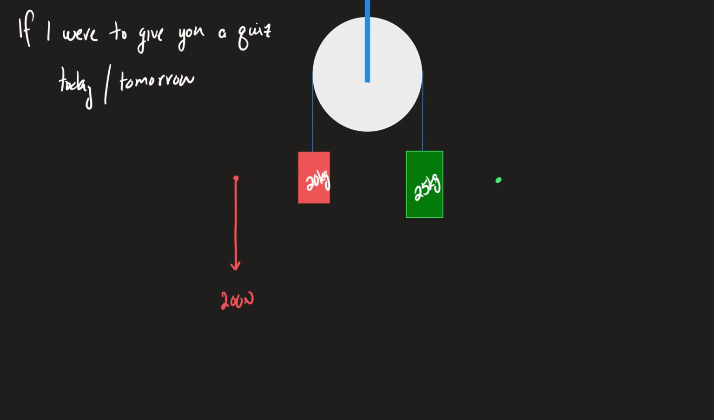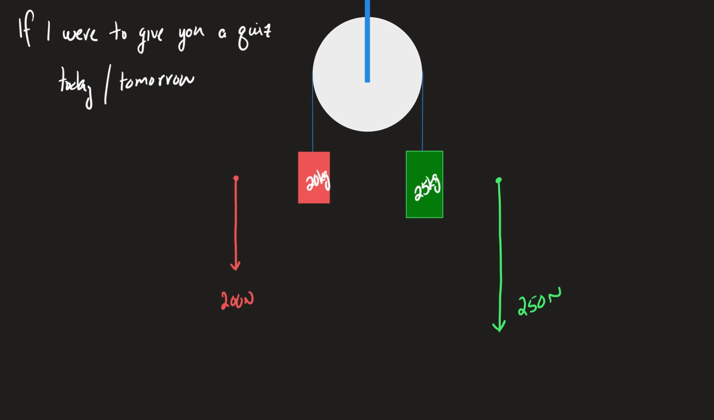So if we're going to try and do a free body diagram and make it accurate, one of the things I want to do is make the arrows proportional to the size they're supposed to represent. So if the weight is 200, I'm going to start with an arrow that's 200. But the green box's weight is 250, so I need to make this one long enough to demonstrate that the downward force from that weight is bigger than the downward force from the other weight. Right? They're supposed to be proportional.